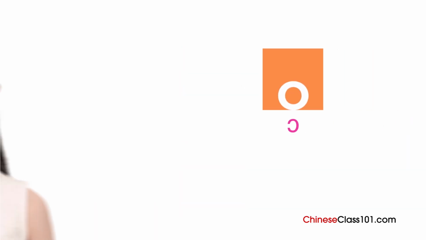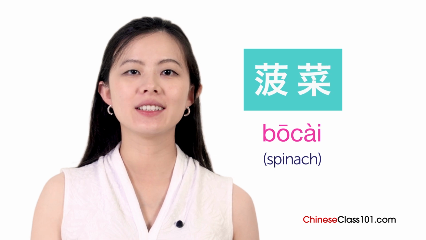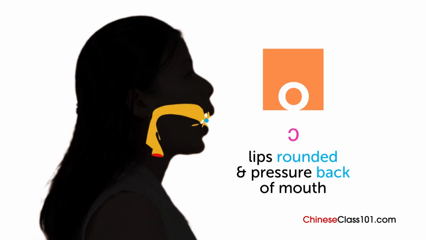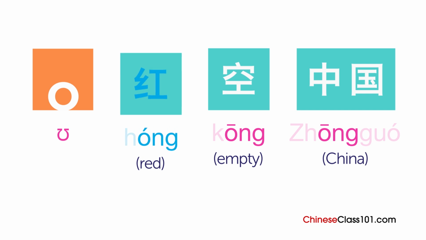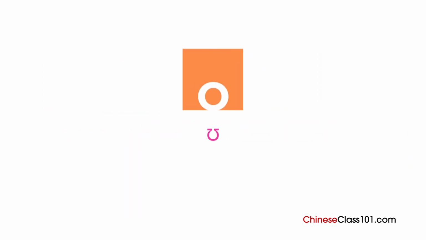The next vowel is O. It's identical to the OU sound in the word ought. When paired with the following, the O changes. It's identical to the double O sound in the word hook.